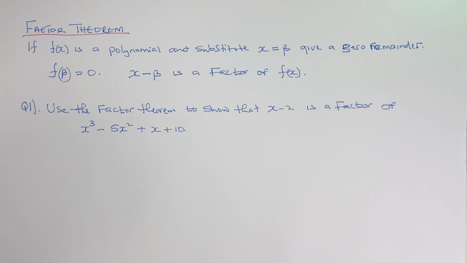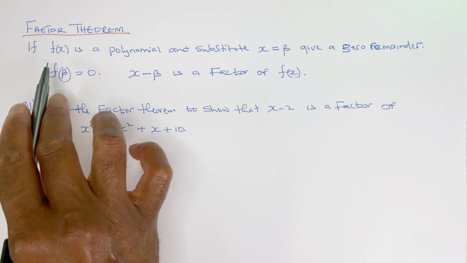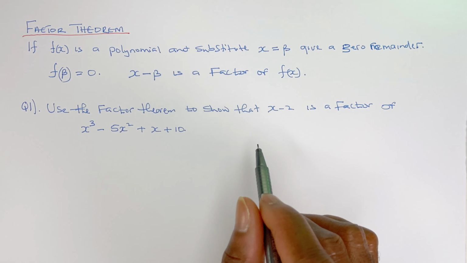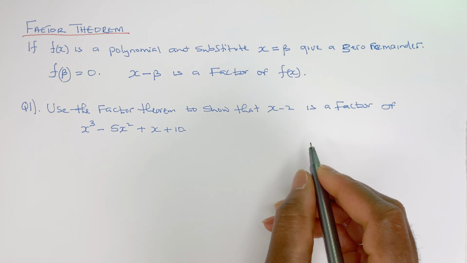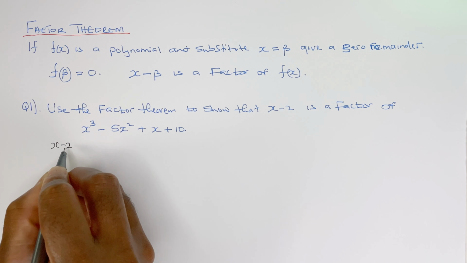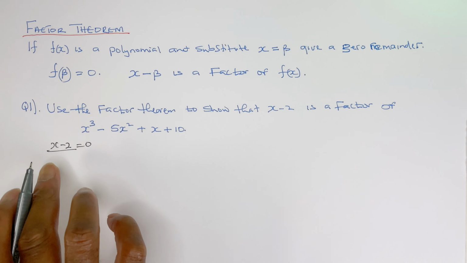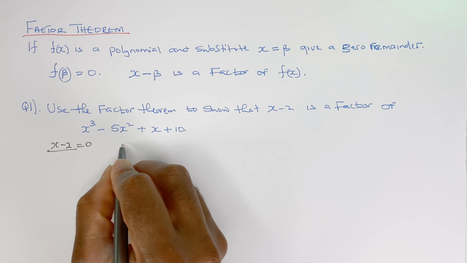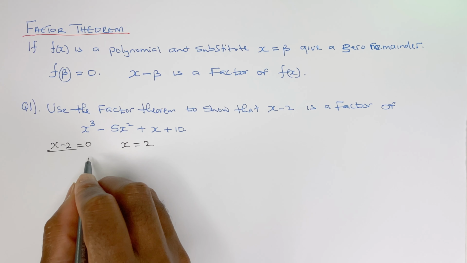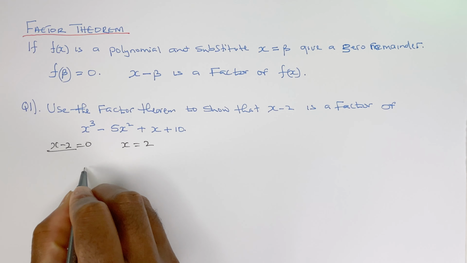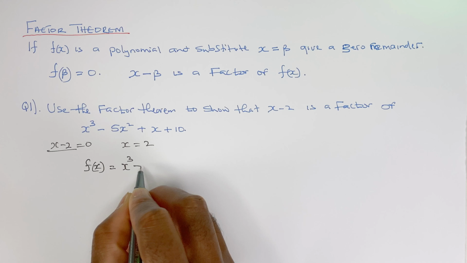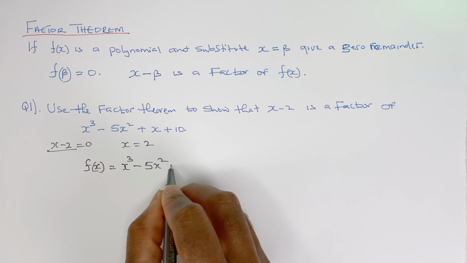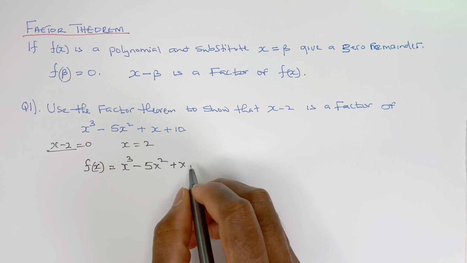Question 1. So this is an example now. Question 1 says, use the factor theorem, which is the one above here, to show that x minus 2 is a factor of this function. Well, in order to do that, we need to show that x minus 2 is a factor. So that obviously equals 0. That's what we need to do. x minus 2 is 0, and therefore x equals 2. So we need to substitute x equals 2. So we know what f of x is: x cubed minus 5x squared plus x plus 10.